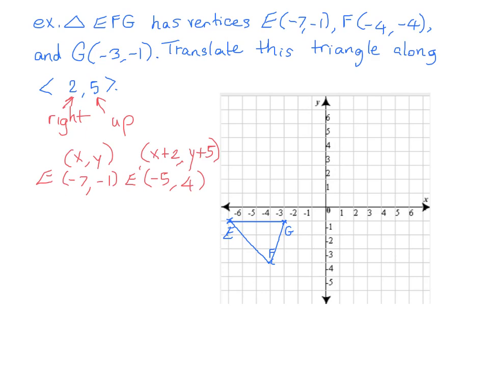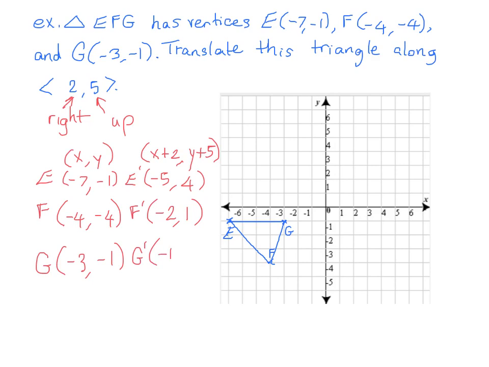And we go ahead and do that for each of our points. So F was -4, comma -4. And so F prime, again, we're adding 2. So -4 plus 2 is -2, and -4 plus 5 gives us 1. And we do the same thing for G. G was originally -3, comma -1. And G prime, we're adding 2. So -3 plus 2 gives us -1. And -1 plus 5 gives us 4. So those will be all our new points, the points over here.